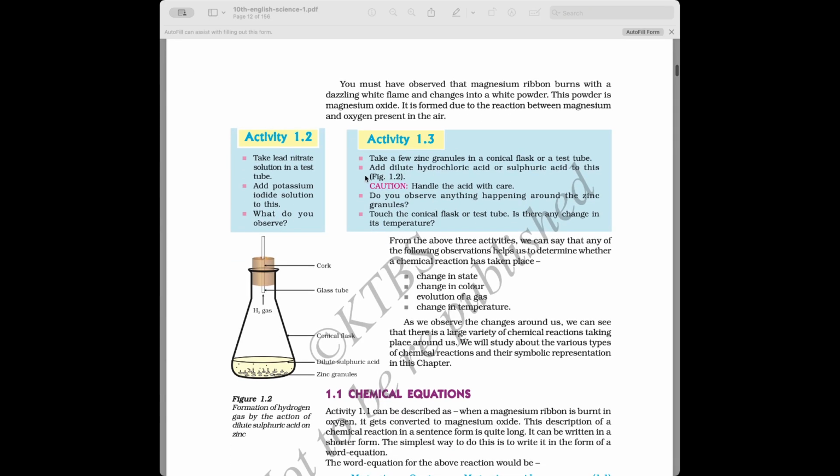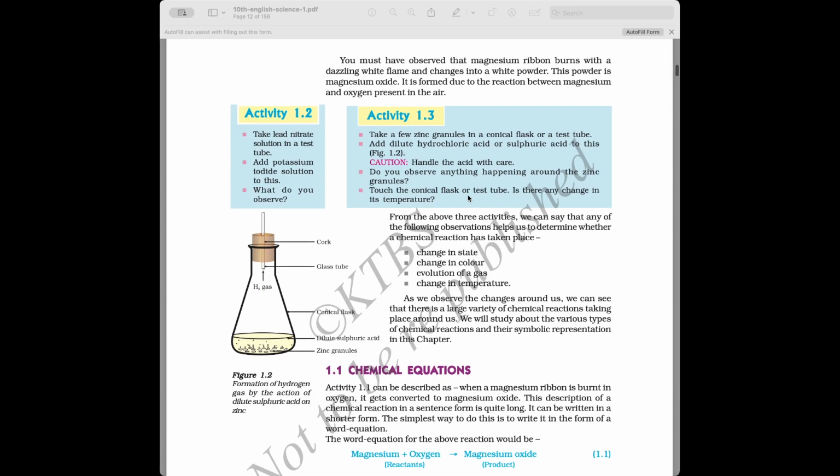So we have another activity over here. Activity 1.2: take lead nitrate solution in a test tube. Add potassium iodide solution to this. So now we will be having lead nitrate solution in a test tube, and then we will be adding potassium iodide solution. Another solution has been added to this particular lead nitrate solution. So what happens here?